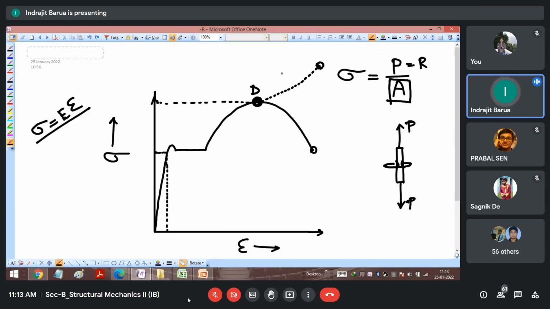Now tell me, what is the use of this diagram? When do you use it? You have studied it, but engineering is all about the application, when you are inventing something or designing something for use. So what is the use of this curve? When do we use it?